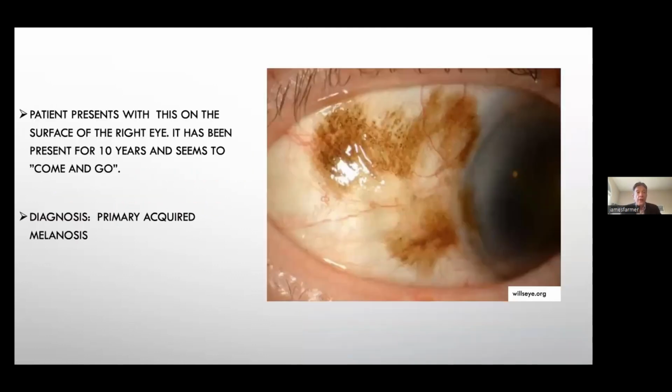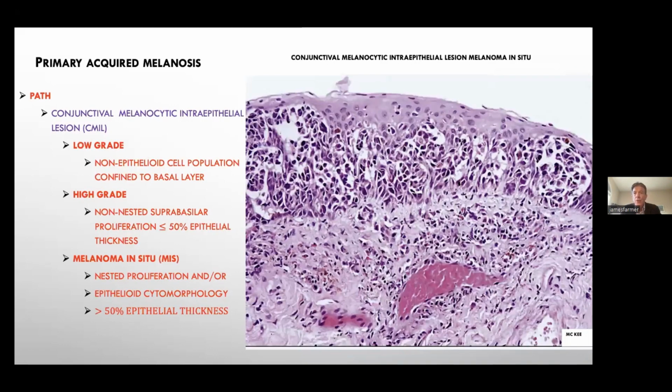So this patient presents with a pigmented lesion on the surface of the right eye. It's been present for 10 years and comes and goes. The diagnosis here is primary acquired melanosis. Just like OSSN, ocular surface squamous neoplasia, it is a clinical term. Primary acquired melanosis is the clinical term for pigmented lesions on the conjunctiva that aren't nevi. Nevi have a cystic appearance. Primary acquired melanosis has a flat appearance. But again, the clinician can't tell whether it's a low-grade lesion or melanoma in situ or superficially invasive, so they stick with primary acquired melanosis.